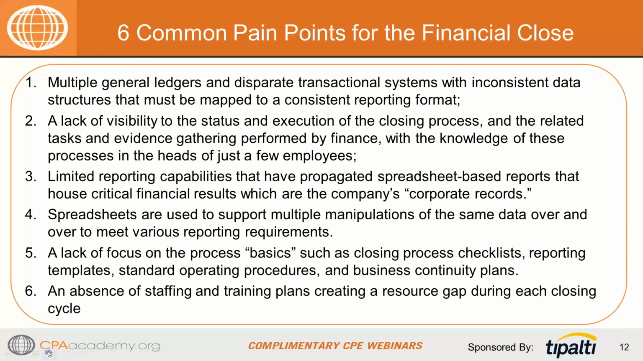And we're going to go back and forth between AP and the financial close. So if we look at 6 common pain points for the close, we have multiple general ledgers, a lack of visibility to the status and execution of the closing process. And what that means is we never know where we are, and there needs to be very strong communication during the close so we know what needs to happen.